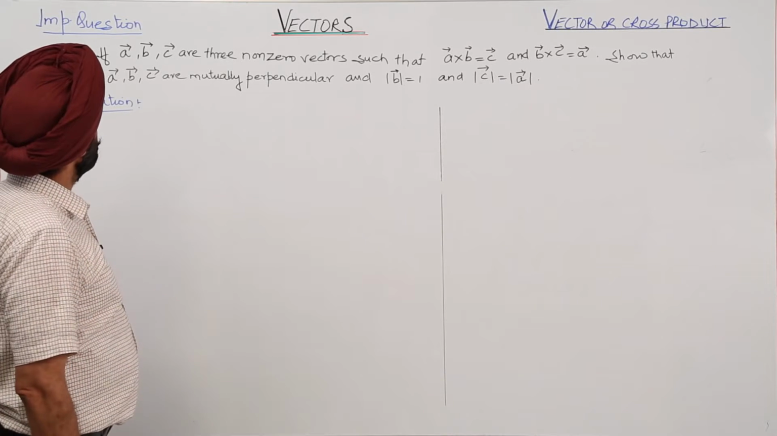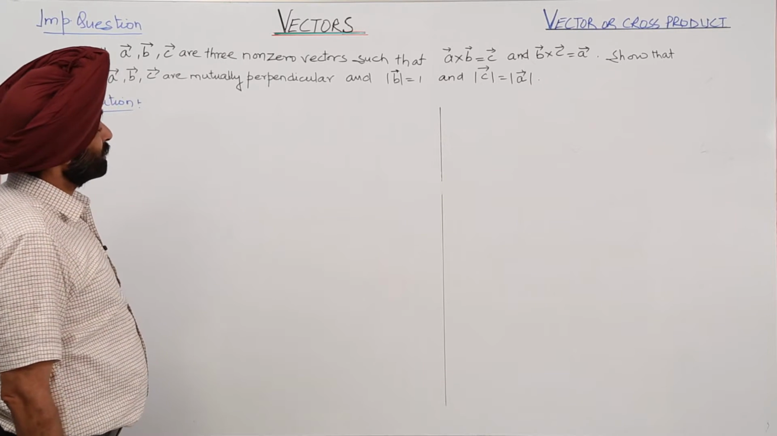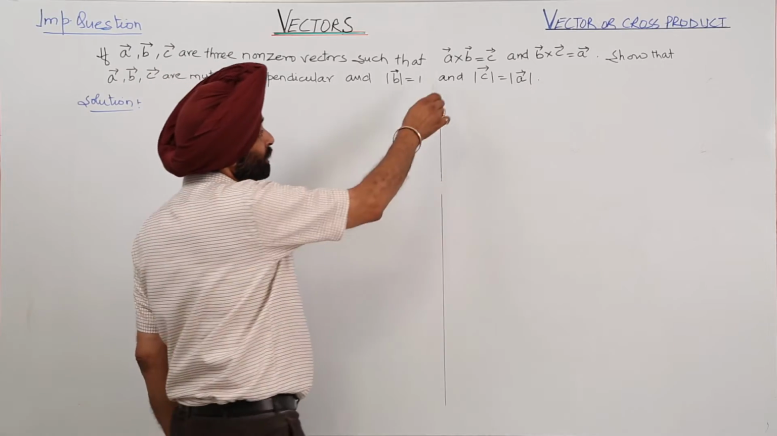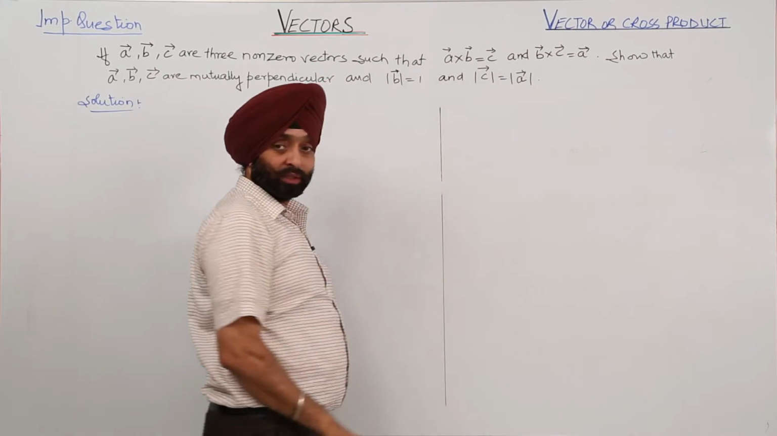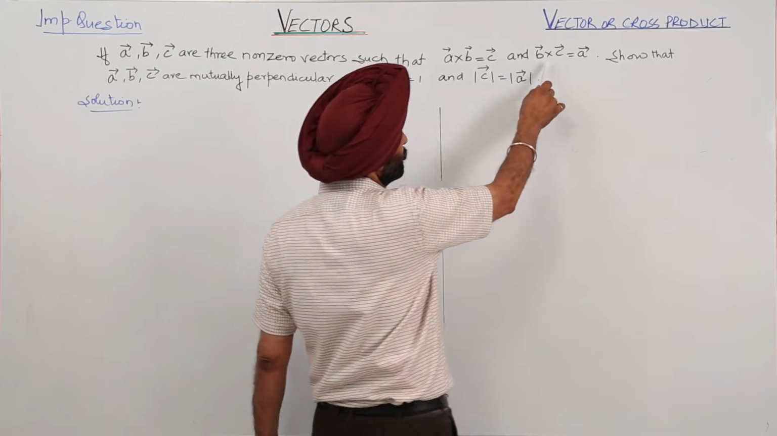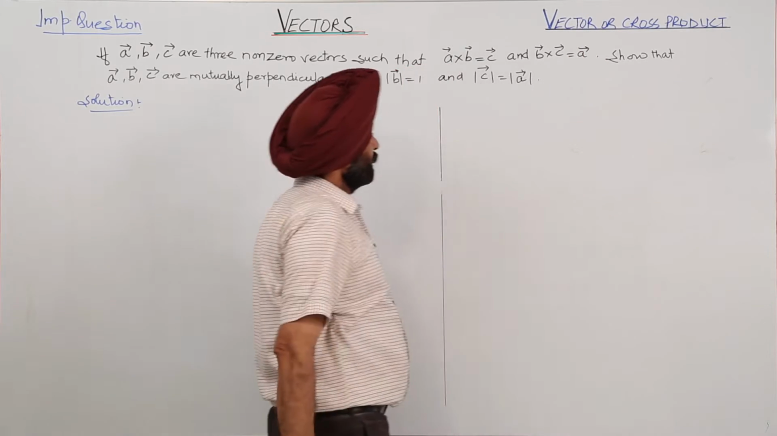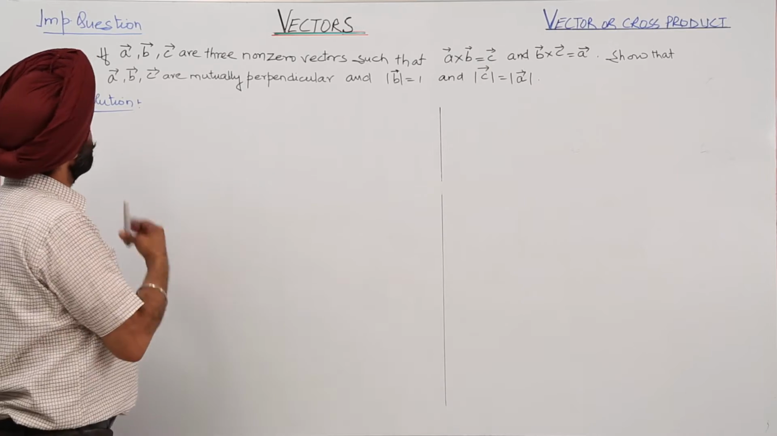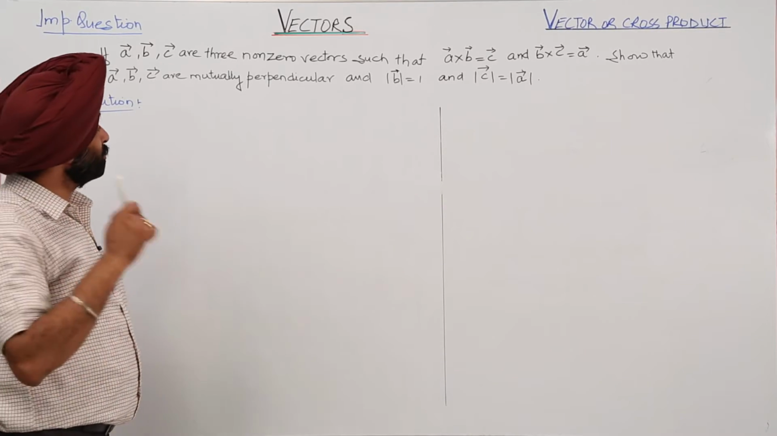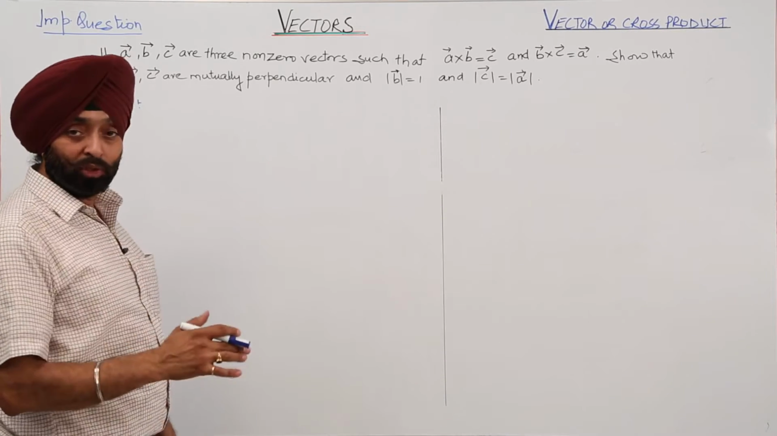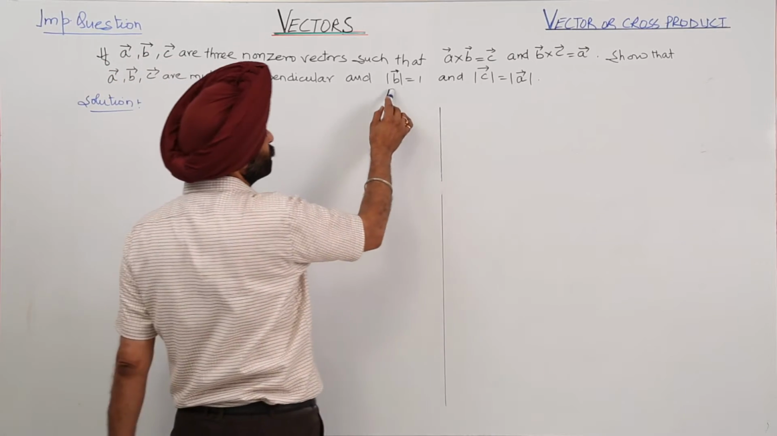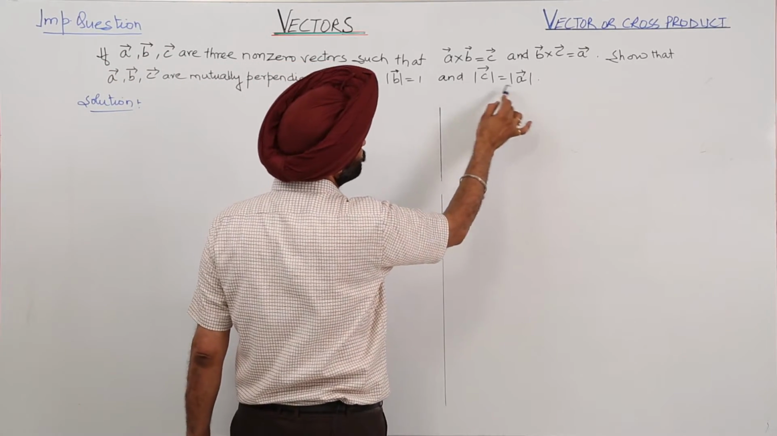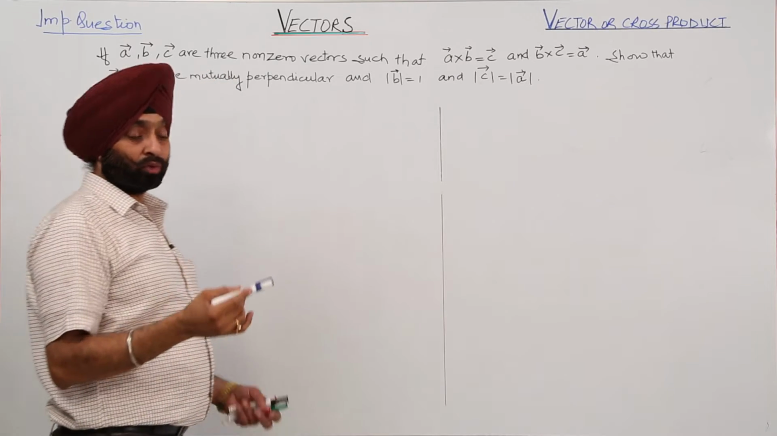Vector A, vector B and vector C are three non-zero vectors such that the cross product of vector A and vector B is equal to vector C, and the cross product of vector B and vector C is equal to vector A. We have to show using these things that A, B and C are mutually perpendicular, and when they are mutually perpendicular, then magnitude of B is equal to 1 and magnitude of C is equal to magnitude of A. This we have to show.